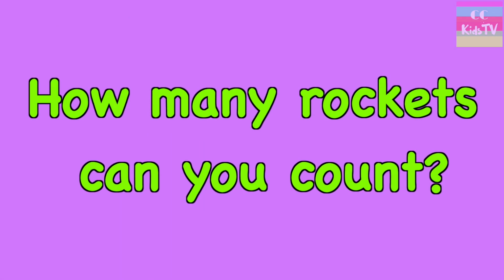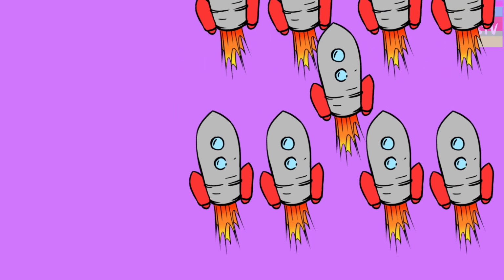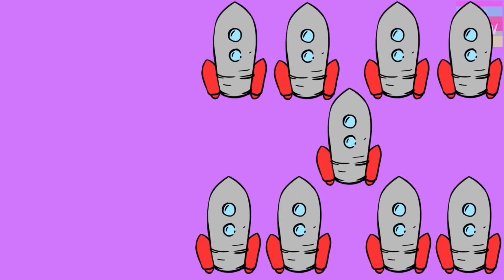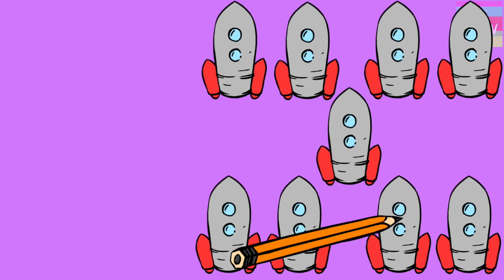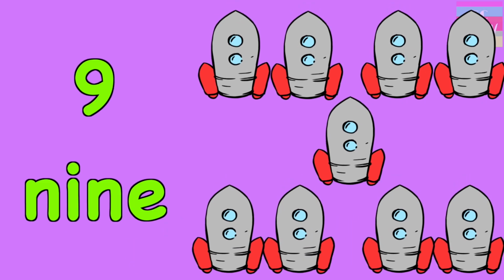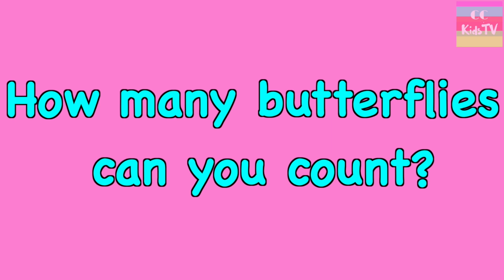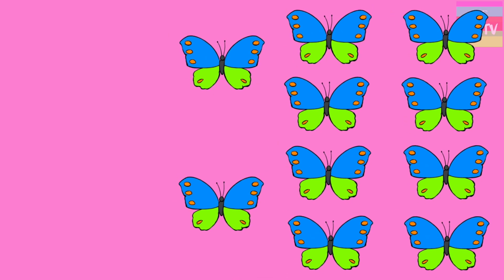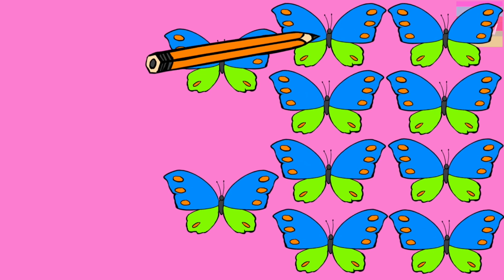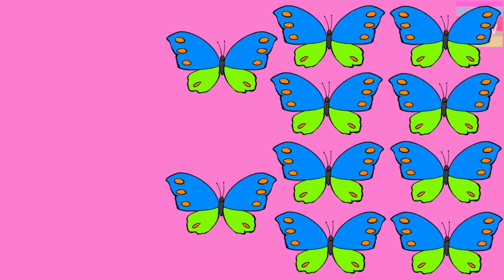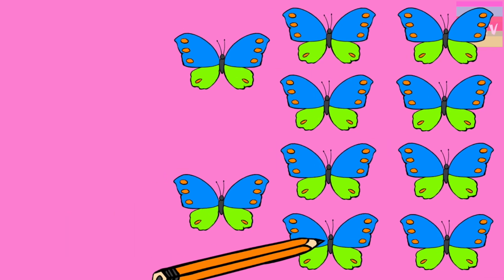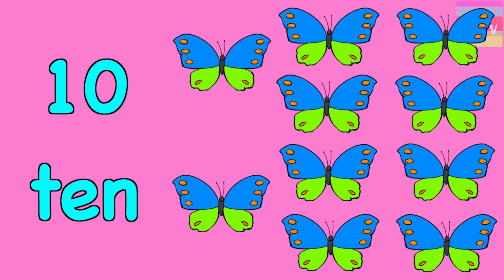How many rockets can you count? 1, 2, 3, 4, 5, 6, 7, 8, 9. How many butterflies can you count? 1, 2, 3, 4, 5, 6, 7, 8, 9, 10.